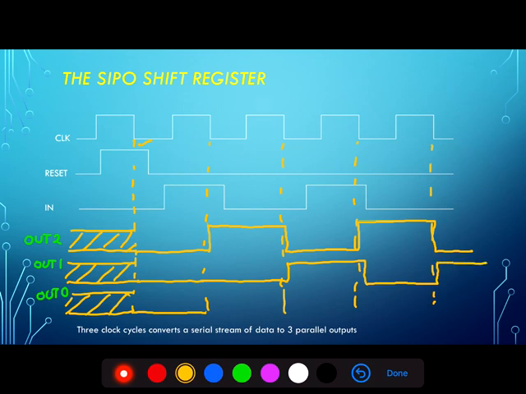And the third output, out 0 in this case, will lag out 2 by yet another clock cycle. And this gives us the output of the serial input parallel output shift register, which in effect takes the serial information, or the time-dependent information contained in input, or in, and transfers it to multiple wires, or a parallel output.